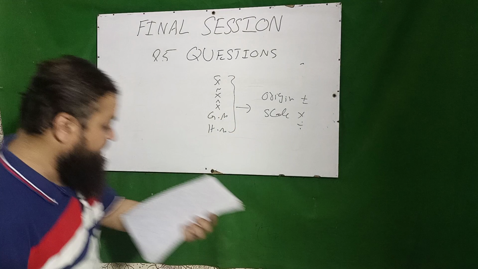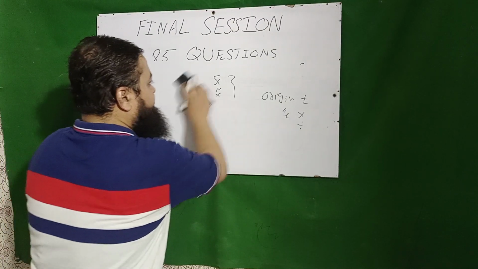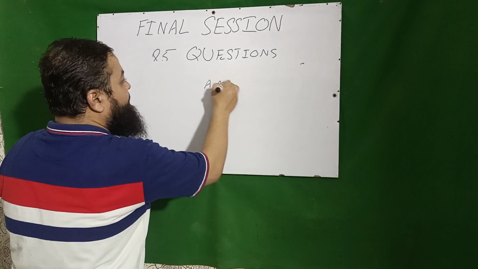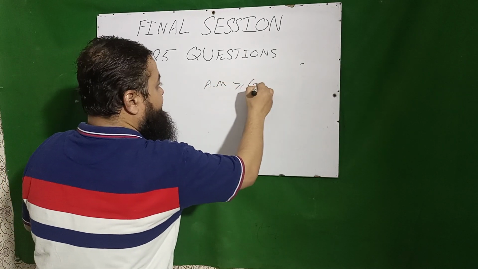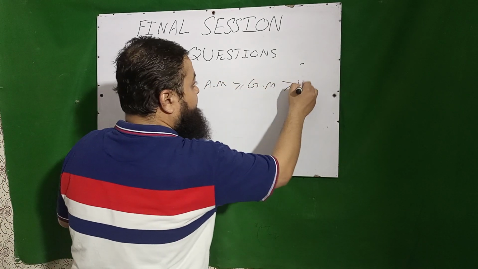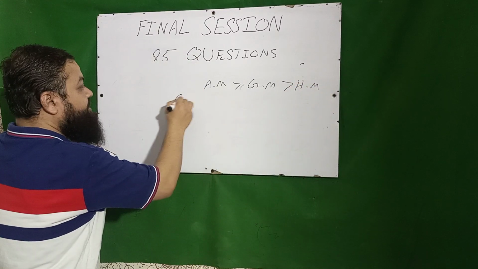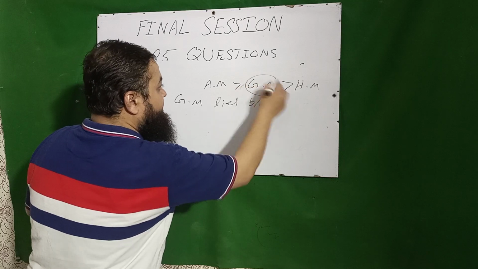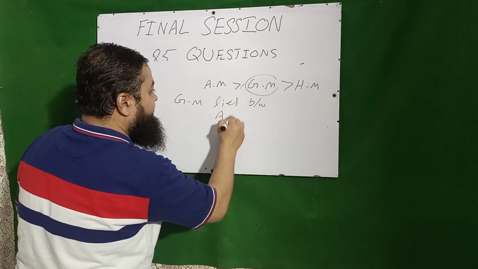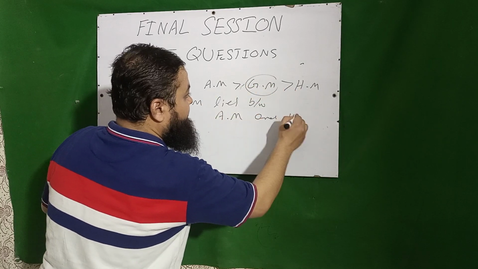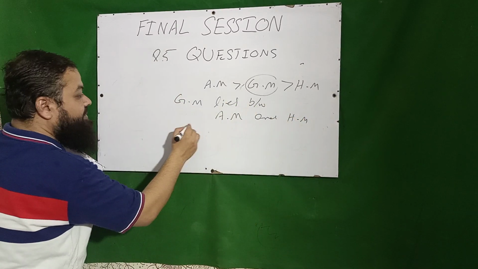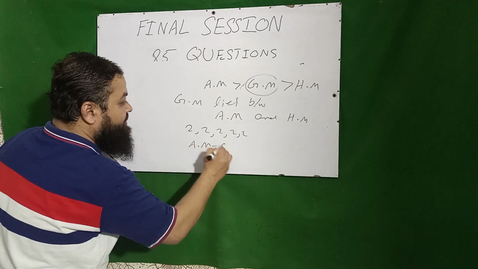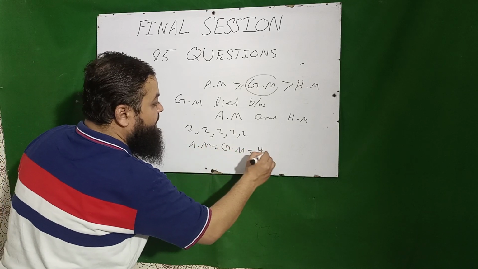The next question is very, very important. If you have positive numbers, then the arithmetic mean is always greater than the geometric mean, and it is greater than the harmonic mean. The question can be asked: the geometric mean lies between the arithmetic mean and the harmonic mean. And if you have all the same numbers like 2, 2, 2, 2, 2, then the arithmetic mean will be equal to the geometric mean, which will be equal to the harmonic mean.